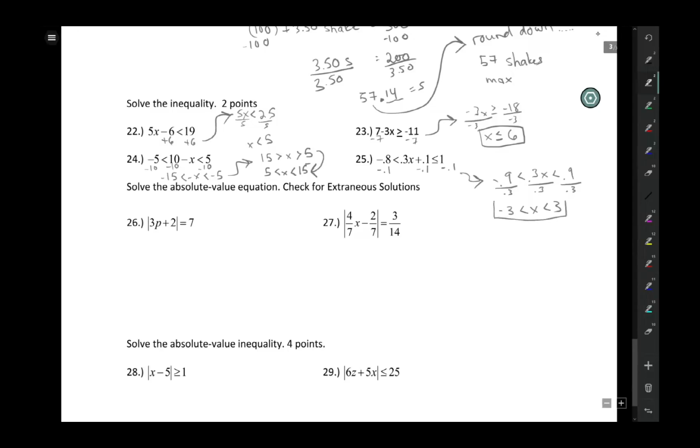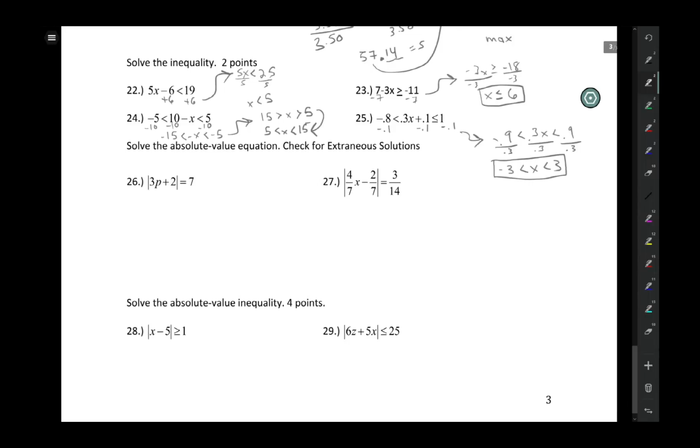Okay, don't be afraid of negatives. Absolute values. Check for extraneous. Almost done as well. Absolute values. You split into two problems. Keep one the same. Flip and switch if needed the other. Keeping one the same. 3p plus 2 equals 7.